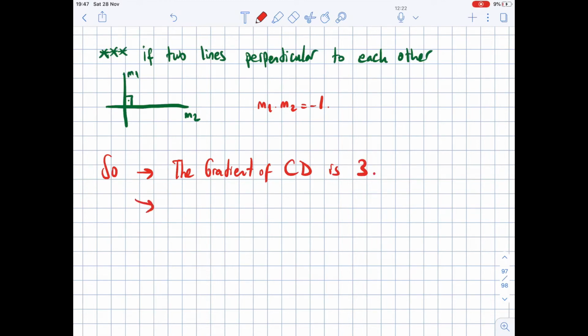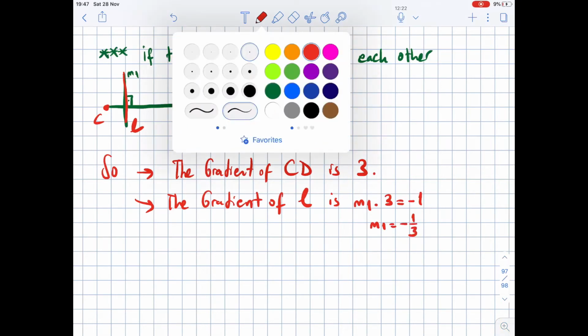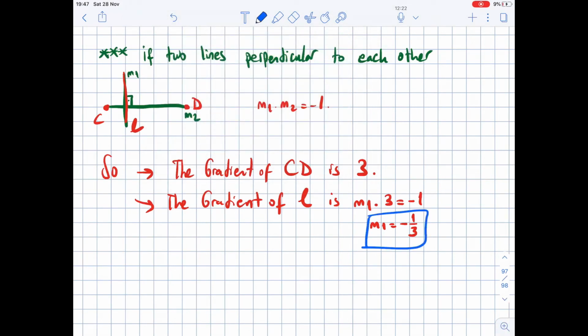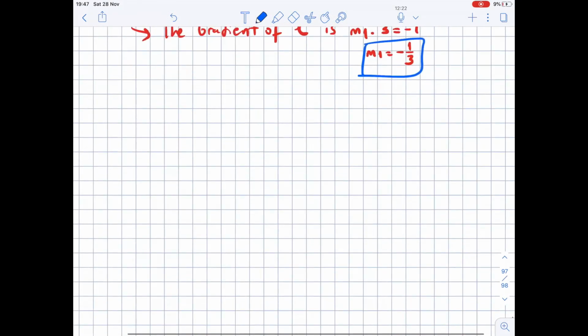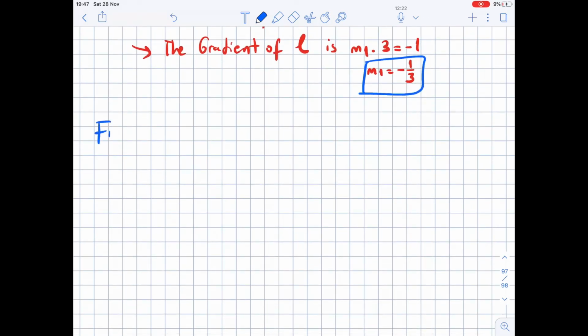And also, let's say there's a perpendicular line L, and here is CD, and M1 is the gradient of L. If I name it L, the gradient of L is M1. I'm going to find it, so I just multiply. I replace: M1 times 3 is -1, and M1 will be -1 over 3. So I found the gradient of line L, the perpendicular line.